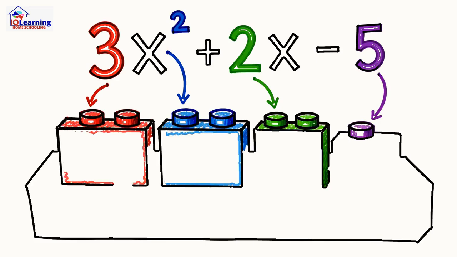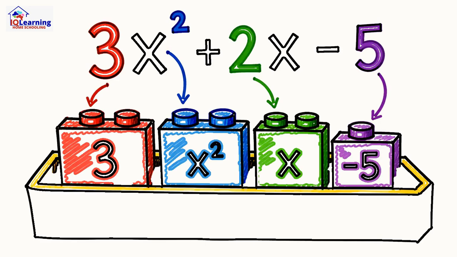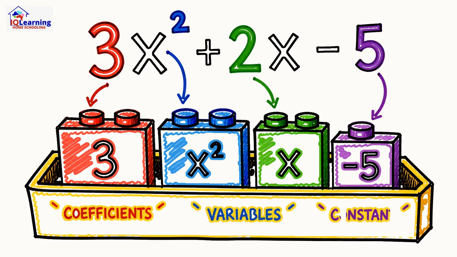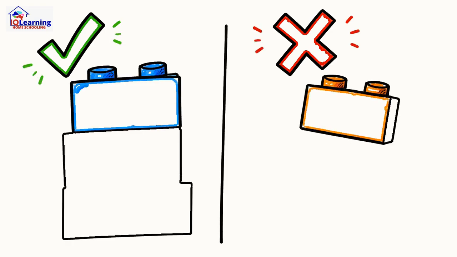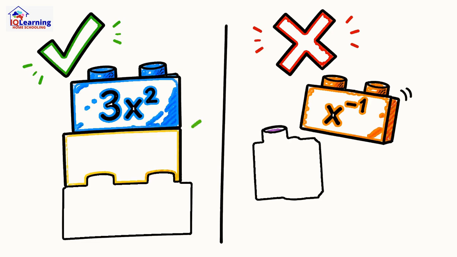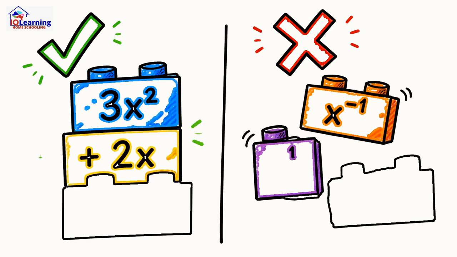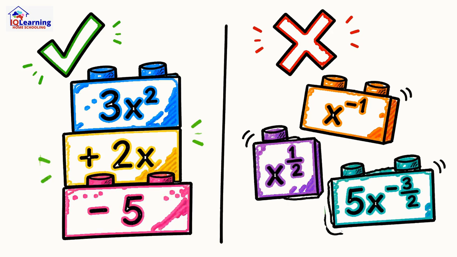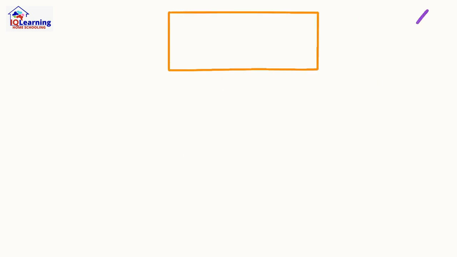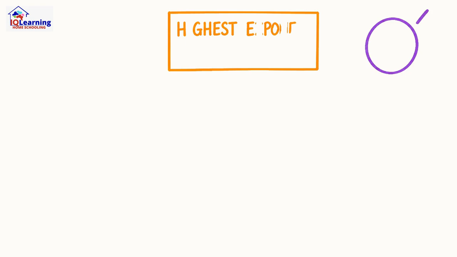Think of it like a set of building blocks. You have variables, like x, and coefficients, which are the numbers multiplying them. The one strict rule is that the variable's power, its exponent, must be a whole positive number. So 3x squared plus 2x minus 5 is a polynomial, but something with a negative or fractional exponent isn't invited to the party. Each polynomial has a degree, which is just its highest exponent.